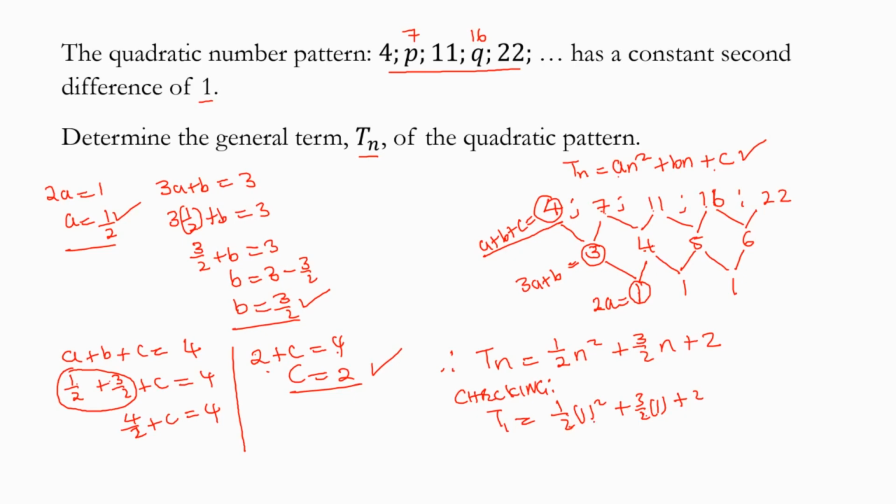You can even check with 2. You find that you're going to get 7. T2 must give you 7. T3 must give you 11. Okay. So soon after getting your nth term, please just check so that you don't lose marks.